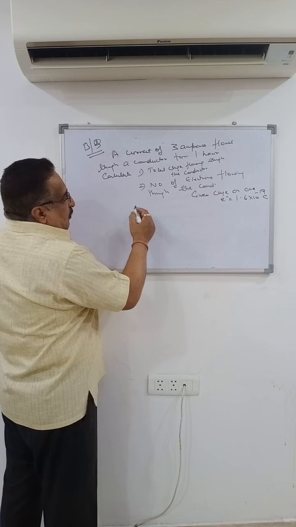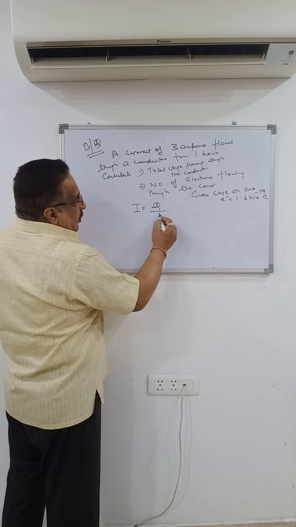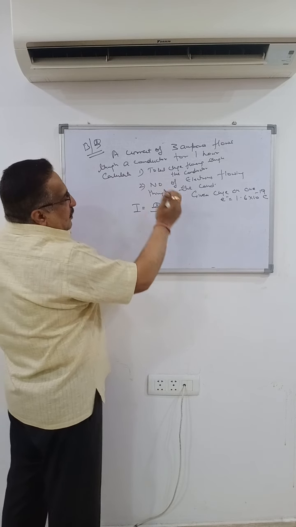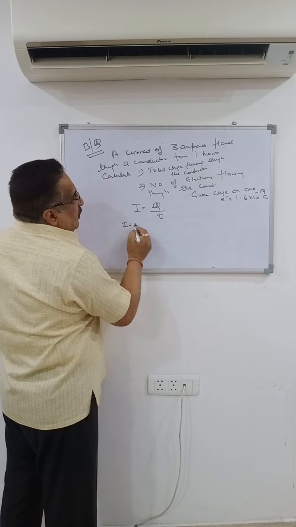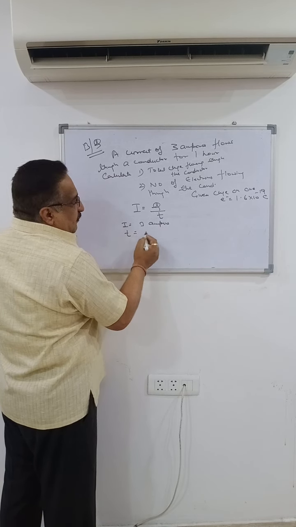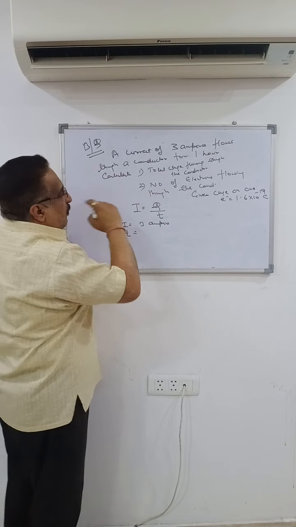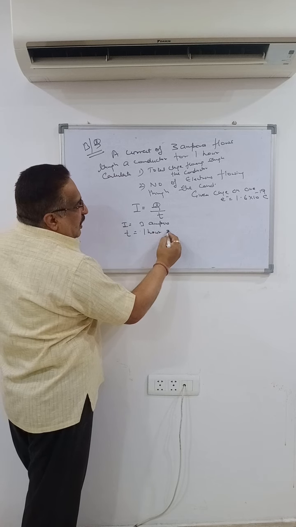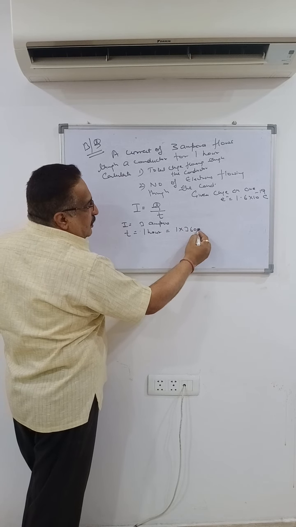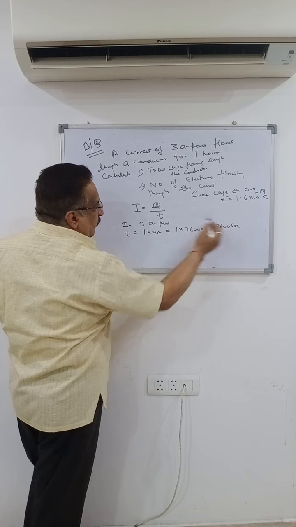Now, what is I equal to? Q by T. I is given to you, 3 amperes. And T is given to you, 1 hour. 1 hour is equal to 1 into 3600 seconds. That is equal to 3600 seconds.